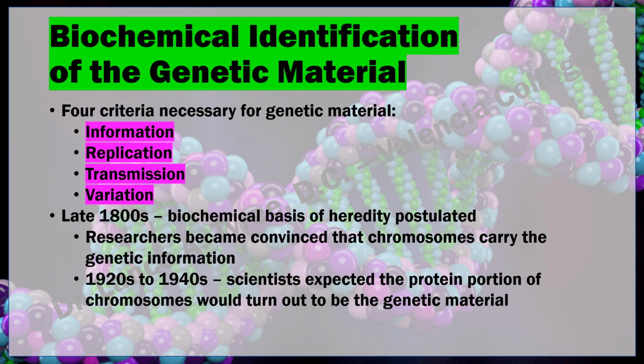So in the late 1800s, the biochemical basis of heredity was postulated, and researchers became convinced that chromosomes carry the genetic information. In the 1920s to the 1940s, scientists expected that protein, not DNA, the protein portion of chromosomes, would turn out to be the genetic material.